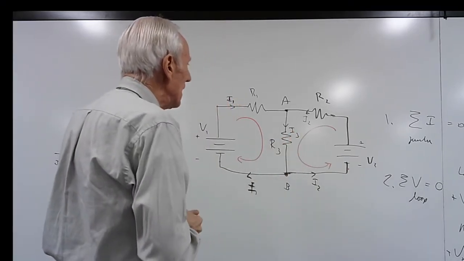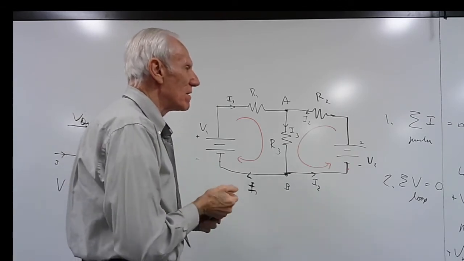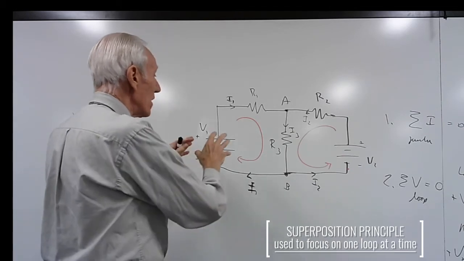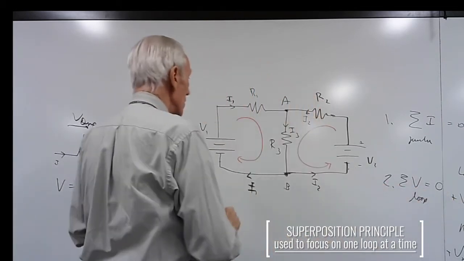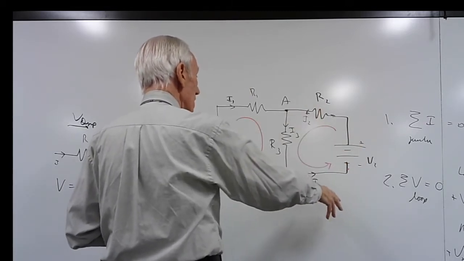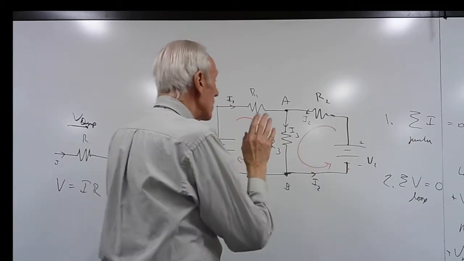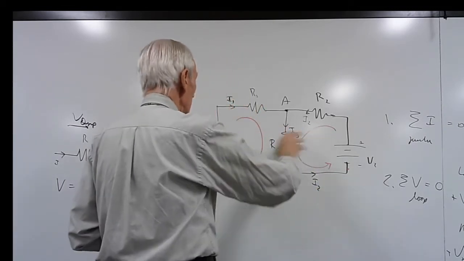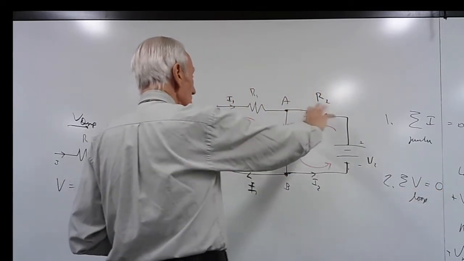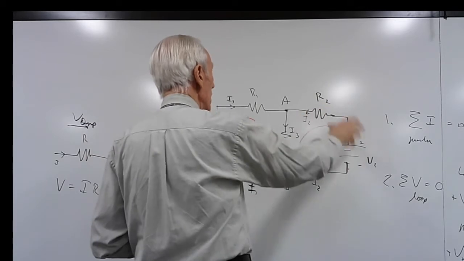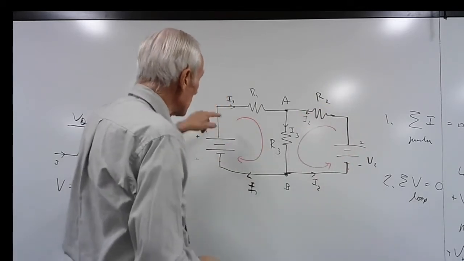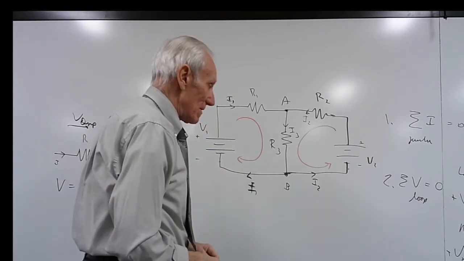Well, this relies on what's called the superposition principle, which basically says I'm going to write an equation like this equation for the left loop, and I'm going to ignore what's going on over here. And you really can't do that, but you can at least for a while ignore that. And so that's what this equation means. I'm not even considering what's going on over here, how this voltage is contributing to the current flow through the circuit. I'm just going to go around this loop here and pretend that's the only loop there is.